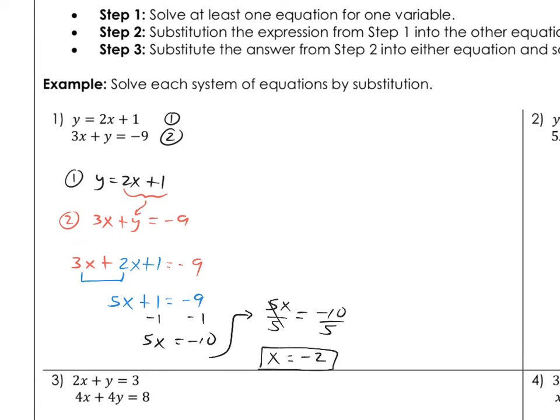Now that's the x value. I still have to return and get the y value. You can substitute the negative 2 into either equation number 1 or equation number 2 for the x value. What I like to do is substitute the x value into the equation that will make it the easiest to find the y value. In this case, the easier one of those two equations is equation number 1.